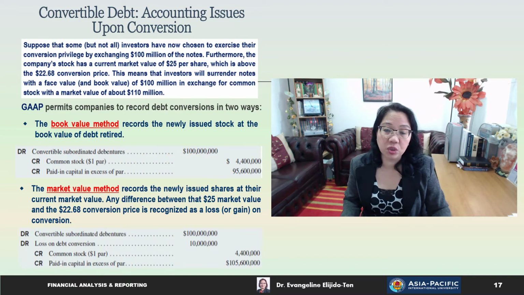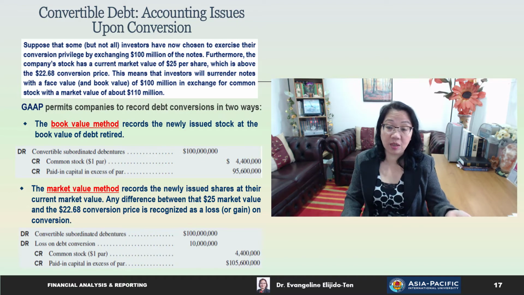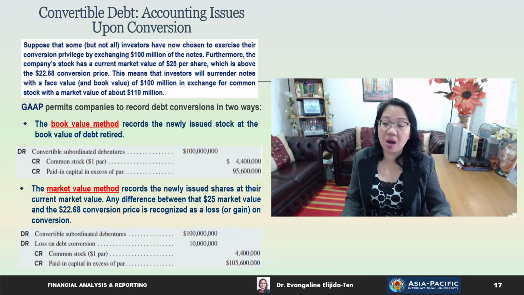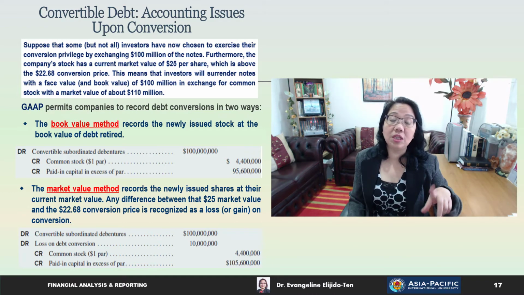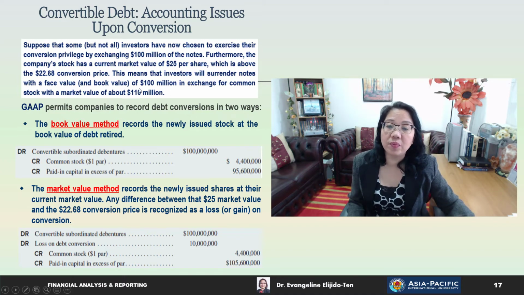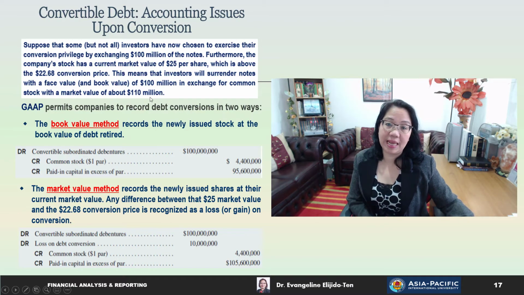So the journal entry would be to debit convertible subordinated debentures for $100 million, debit loss on debt conversion for $10 million, and credit common stock $1 par $4.4 million, and also credit paid in capital in excess of par for $105.6 million. Note that the loss on debt conversion of $10 million is gathered from this figure. We have shown here that the stock market value is about $110 million.